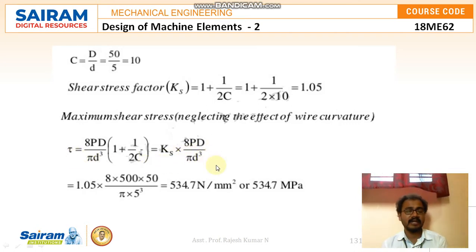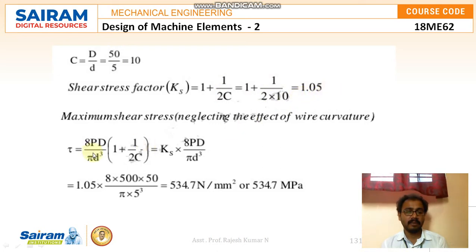In one of the previous videos, we have derived this maximum shear stress formula. To find this, even in terms of the spring index or without the spring index, we are able to find out. First let me find out the Ks value, that is 1 plus 1 by 2C. C is nothing but the spring index, where D is the mean diameter and small d is the wire diameter, where the values are given as 50 and 5. So 50 by 5 is nothing but 10. By substituting the C value, 1 plus 1 by 2 into 10, I will get 1.05.